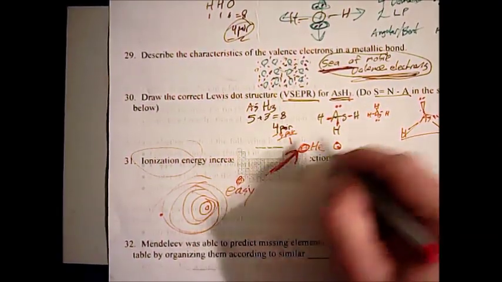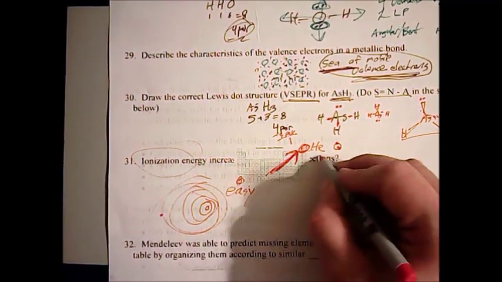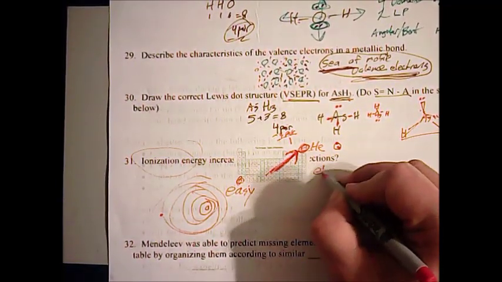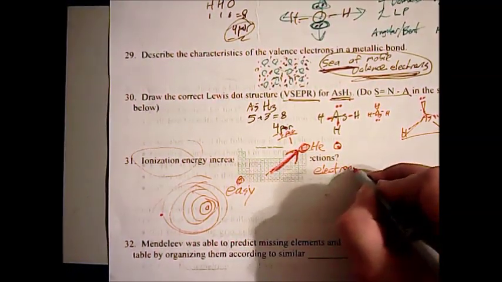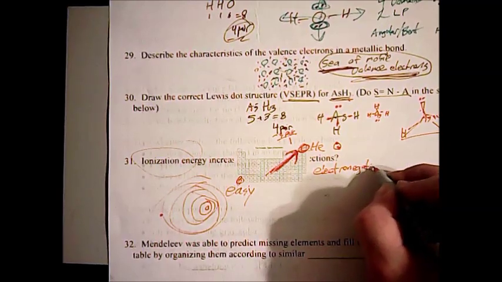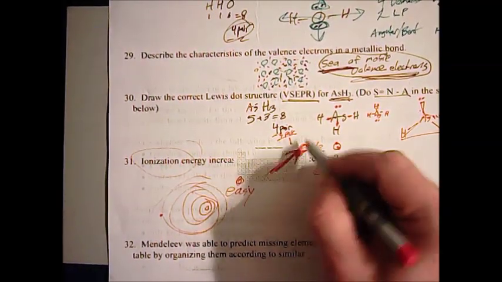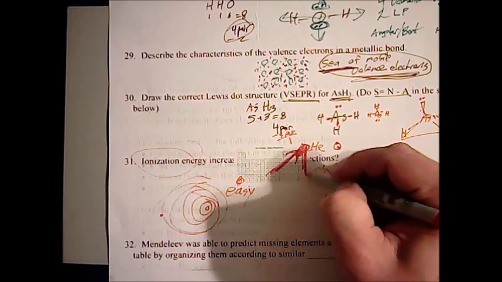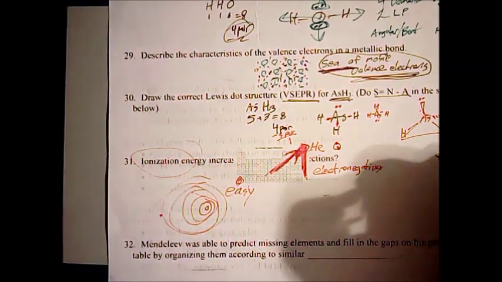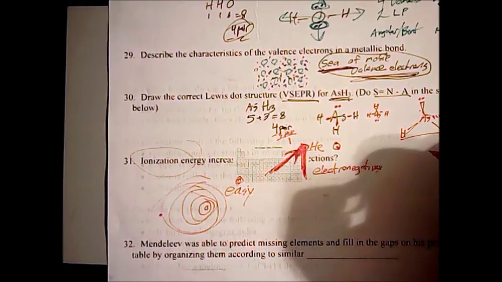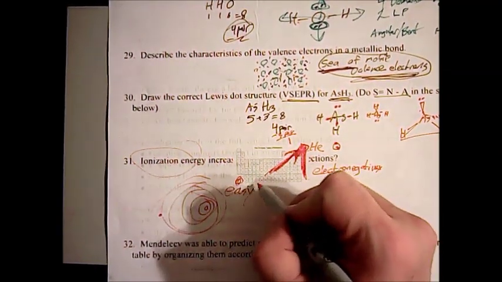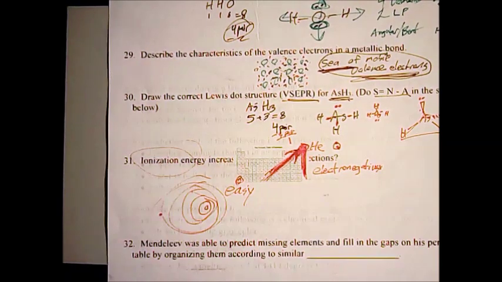Also, in this same direction, we have not just ionization energy, but electronegativity. Electronegativity follows the same pattern, except that it stops with fluorine, because the noble gases don't have any electronegativity. Electronegativity is how strongly an atom wants to take an electron away from another atom in a bond, and those noble gases don't want to take any electrons. They've got enough. But the trend goes in the exact same direction.